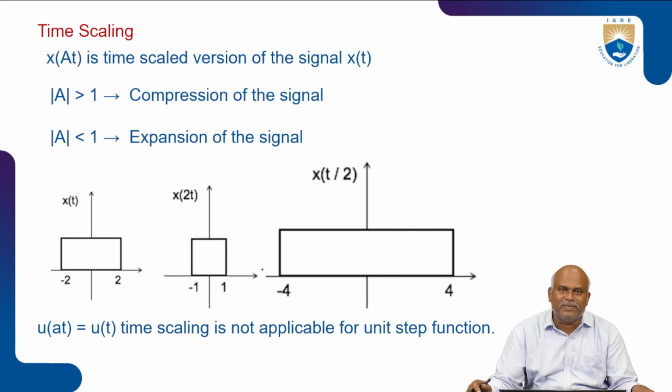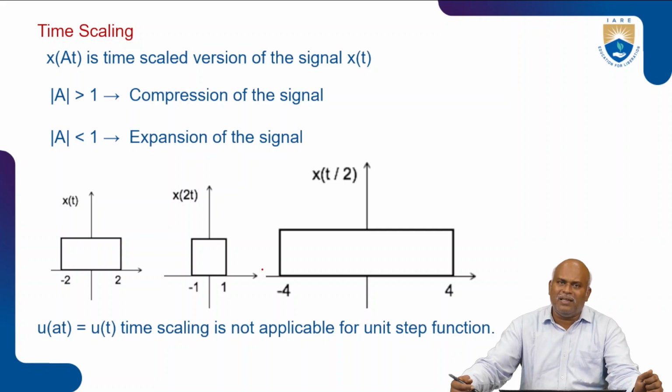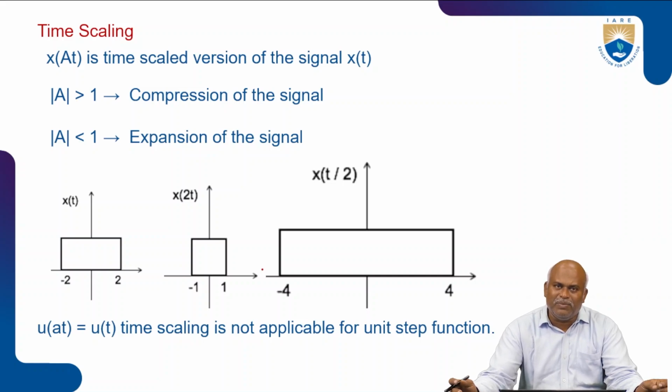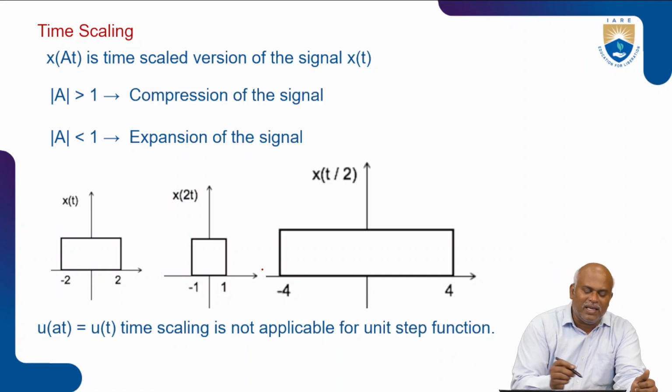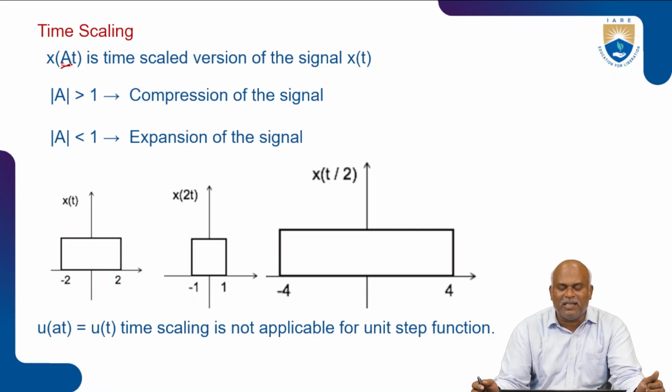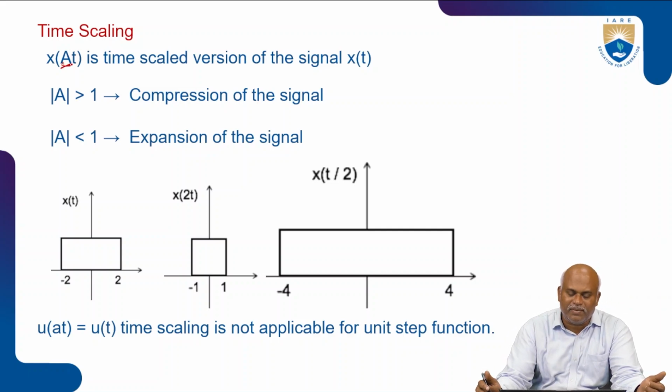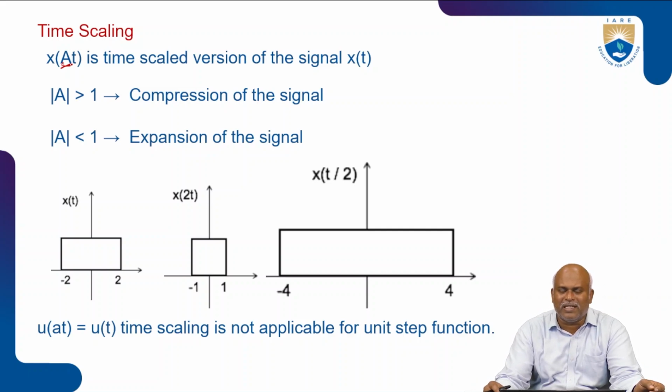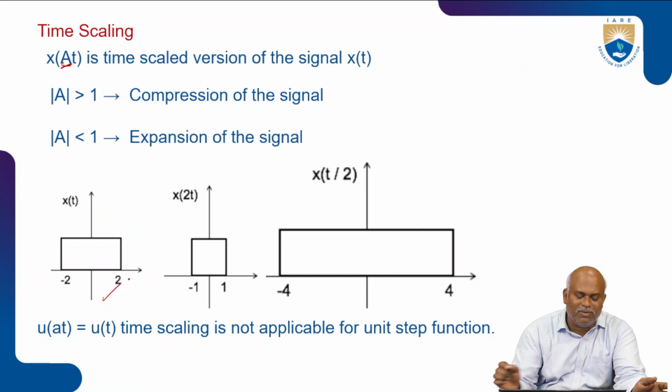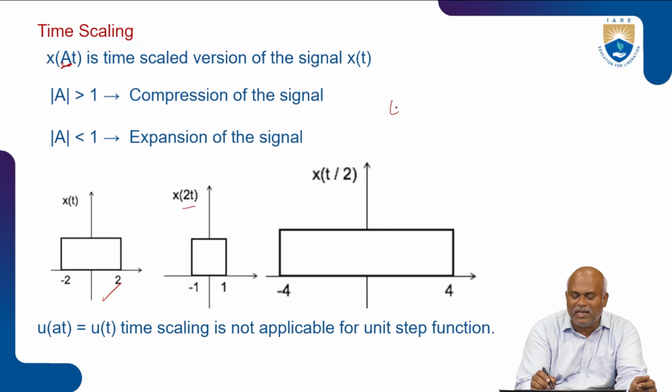Next, the time scaling case. We need to scale the time in the input, x(at). This a is called the scaling of the input signal. If we scale, there are two categories. If mod of a is greater than 1, then compression of the signal happens. If mod of a is less than 1, the signal expands. Here I take one input, x of t, and I modify t to 2t, substituting here.